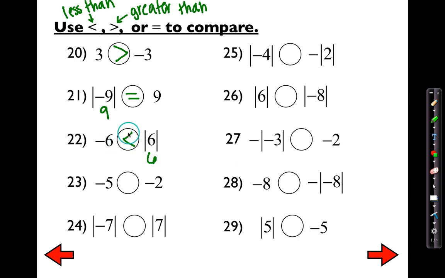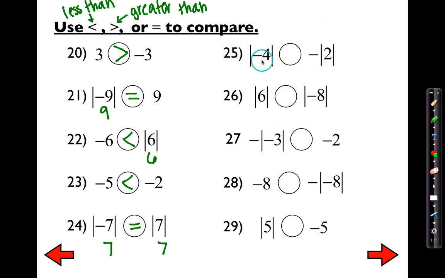And again, you'll notice that it's always pointing to the smaller number. Negative 5 and negative 2. Do not be fooled. Be very careful. The bigger the negative, the smaller it is. So I'm going to go ahead and say that this is less than. Number 24, what's the absolute value of 7? I would say 7. The absolute value of 7 is 7, so here I would say they are equal.